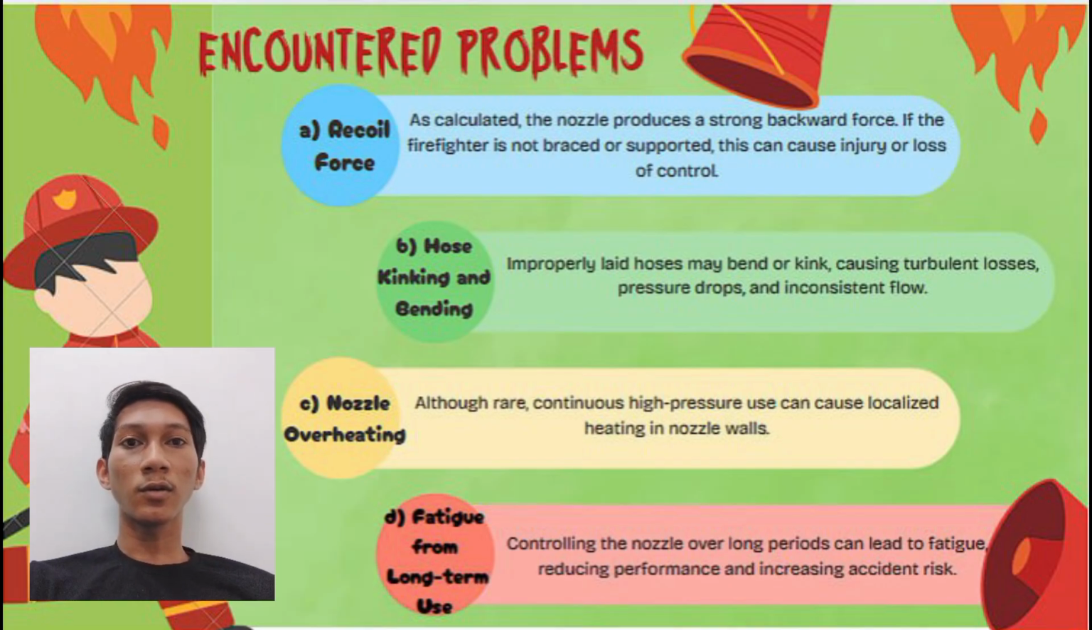Encountered problems. Although the nozzle is effective, there are several real-world problems during use. First, the recoil force we just calculated, almost 90 newtons, can destabilize the firefighter without proper stance or support. This may lead to injury or poor aim. Second, the hose can kink or bend, especially when quickly deployed. This disrupts flow, reduces pressure, and causes turbulence inside the hose. Third, during extended use, especially under high pressure, the nozzle can experience localized overheating.